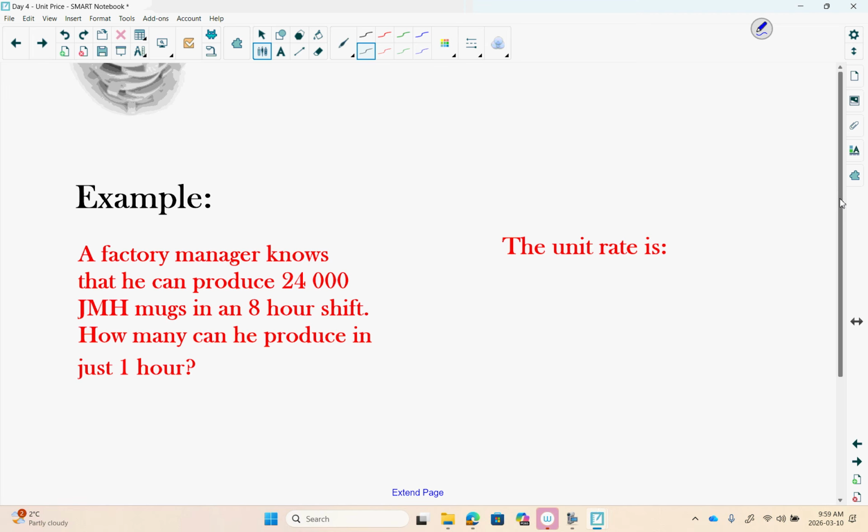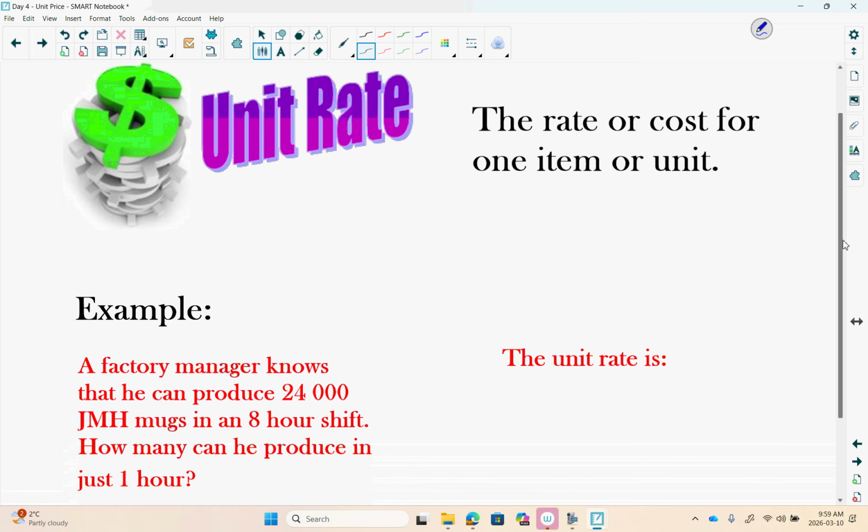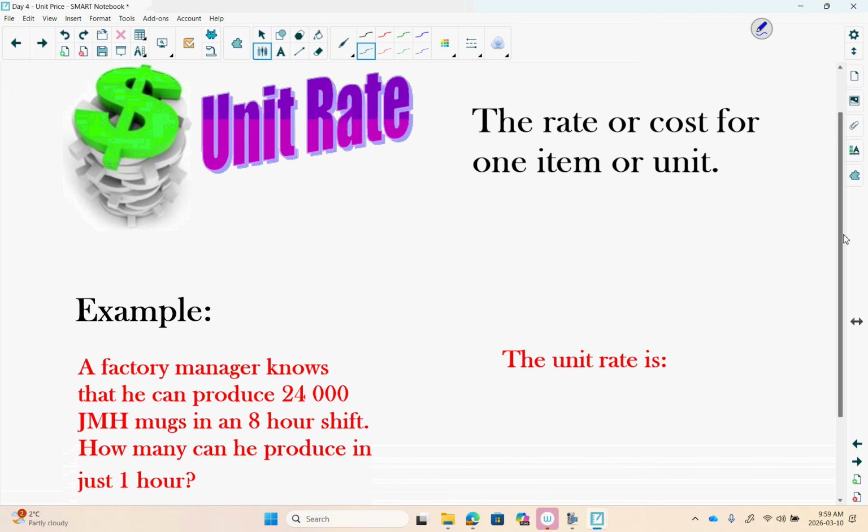So here's one for you to try. Okay? And this one's called a unit rate because there's no cost involved. Okay? In this situation, and you have it in your notes, a factory manager knows that he can produce 24,000 JMH mugs in an 8-hour shift. How many can he produce in just 1 hour? Okay? So I'll pause this video. You can try it.